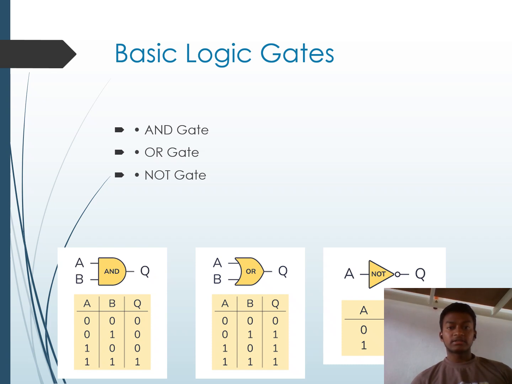The AND gate provides a high output when all inputs are high. The OR gate produces a high output when at least one input is high. The NOT gate, also called an inverter, flips the input. If input is 1, output is 0, and vice versa. Every other complex digital circuit can be built using these three gates. So we can see the truth tables of these gates in the slides.